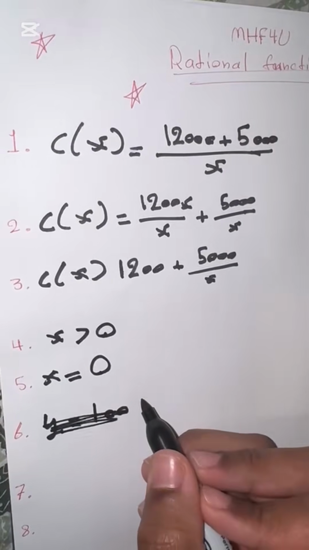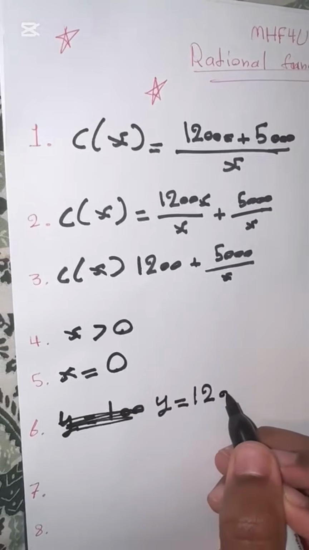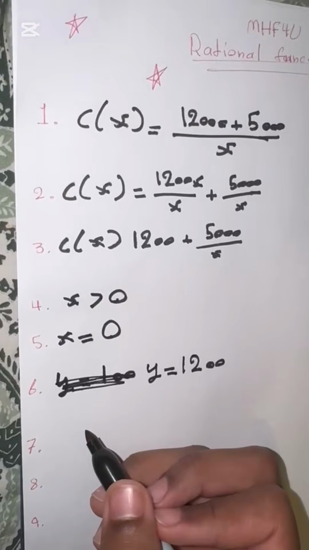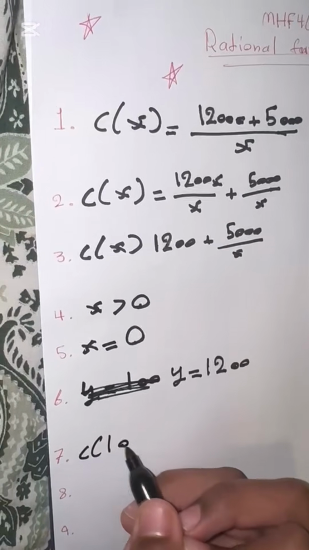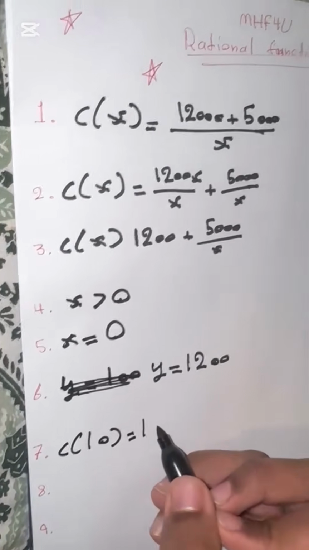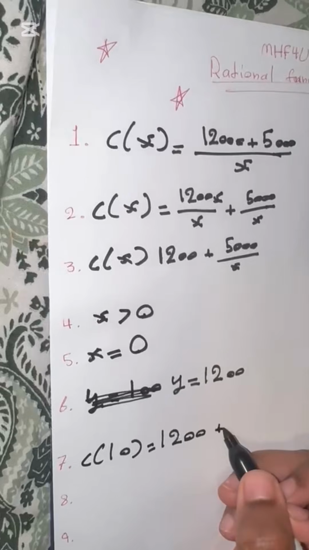Next, I found the horizontal asymptote. As more students join, the value of 5000/x gets smaller and smaller. This means the cost per student gets closer to $1,200. So the horizontal asymptote is y = 1200. This means the cost per student will approach 1200 but will not go below it.